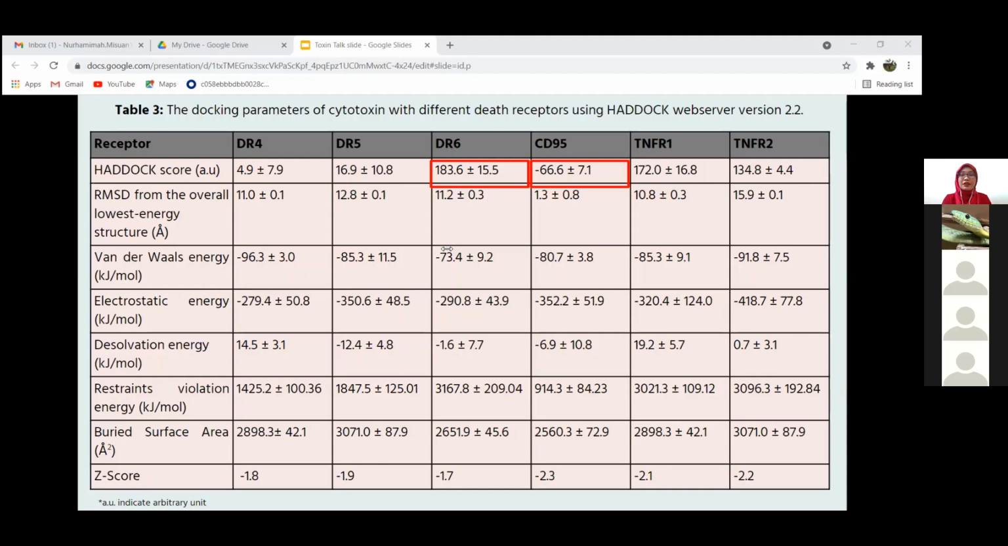So therefore, we introduce another selection criterion, which is the Z-score, to help in the selection of the best receptor docked with cytotoxin.